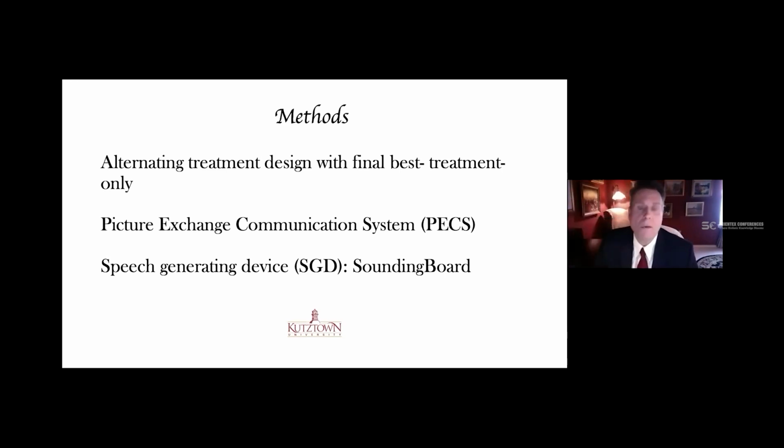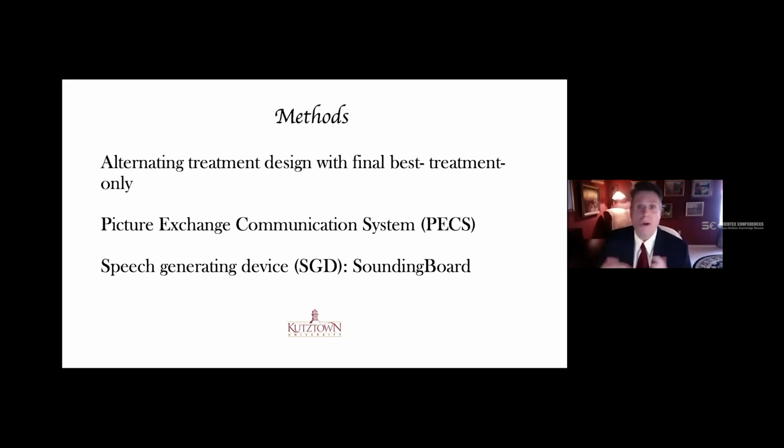So as far as what type of experimental design, I used an alternating treatment design with a final best treatment only option at the end. Basically, I did a baseline. Baseline is I just collected data on their independent responding. The target behavior was independent responding, actually percentage of independent responses.